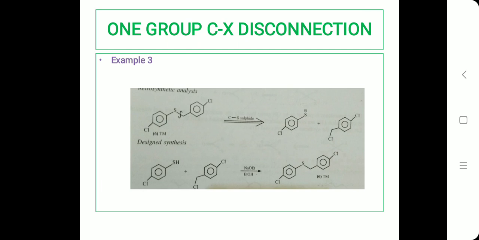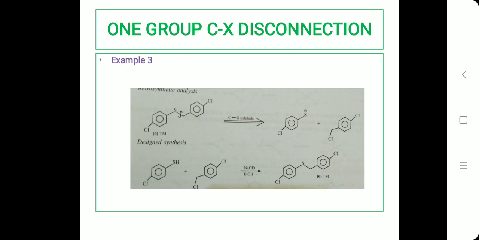So example 3 is the acaricide chlorobenzide. So this is the chlorobenzide target molecule. Chlorobenzide is usually used in the agriculture field to kill mites and ticks. So now we are going to disconnect the chlorobenzide. Chlorobenzide is disconnected on the alkyl side rather than the aryl side. So here you can see that we are disconnecting on the alkyl side, the benzyl side, rather than the aryl side. Because again benzyl is more reactive whereas aryl is unreactive. So that's the reason why we are disconnecting on the benzyl side, that is the alkyl side.